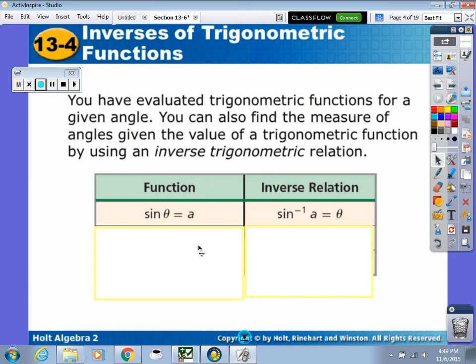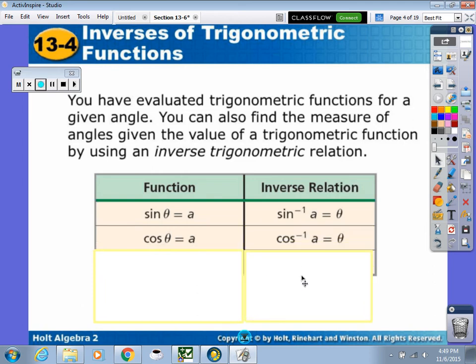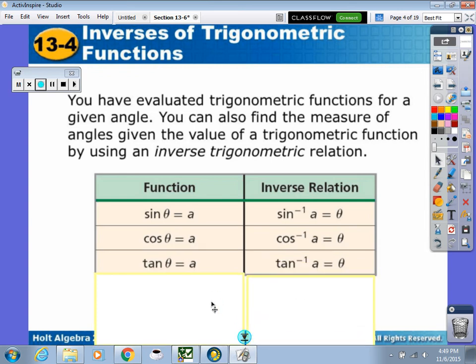theta. So it's very similar to what we've done all along in algebra related to doing the opposite or inverse step. If we're looking at cosine theta equaling a and we've been given a, we would take the inverse cosine of a to find theta. And lastly, when we have our tangent and its inverse, we would have the tangent of theta equaling a, and we'd find theta by taking the inverse tangent of a.